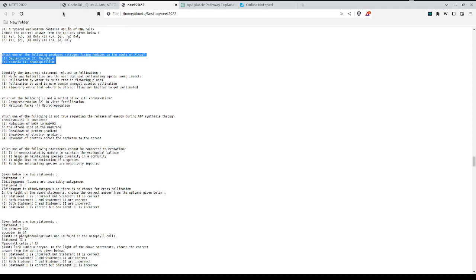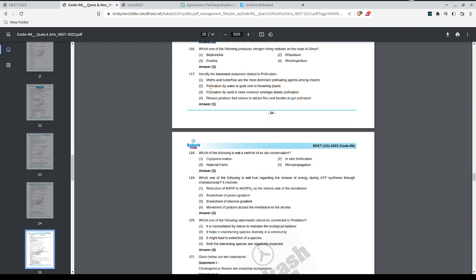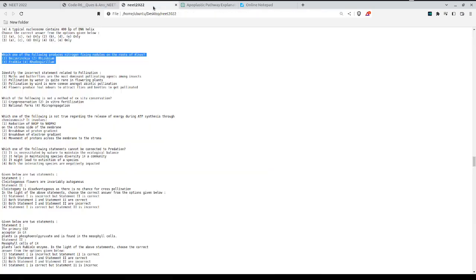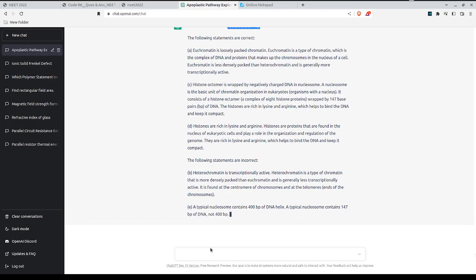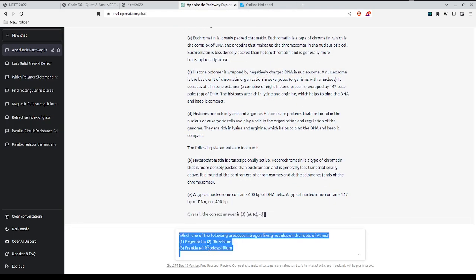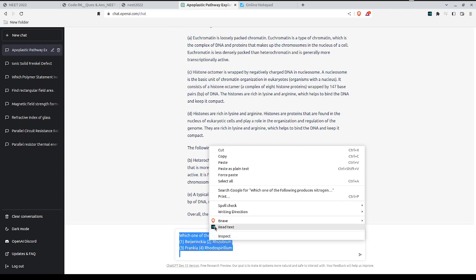Choose the correct answer from the options given below. 1. A, C, E only, 2. B, D, E only, 3. A, C, D only, 4. B, E only.